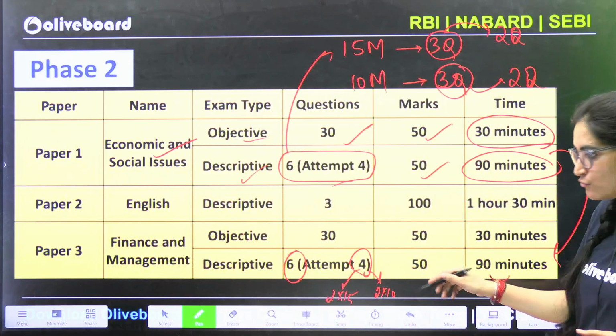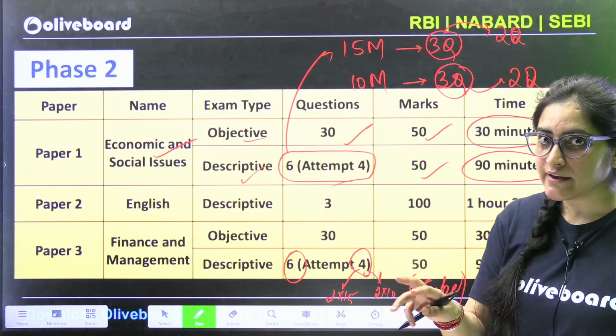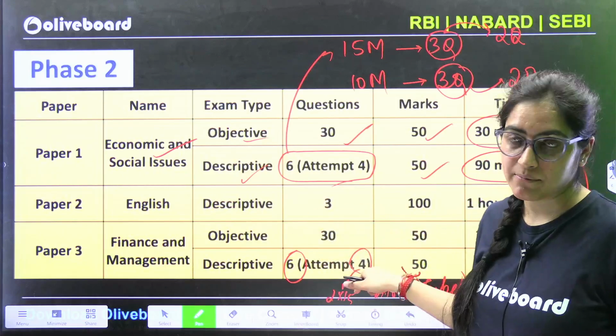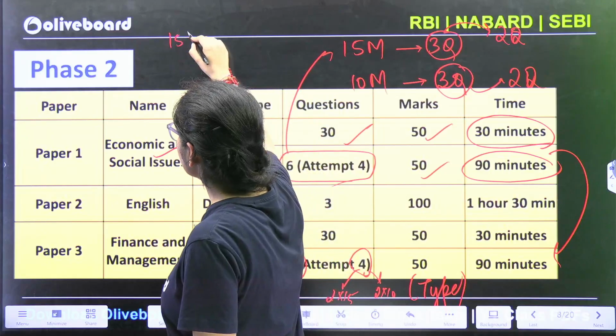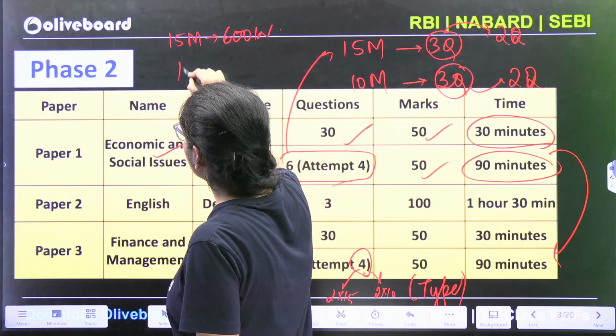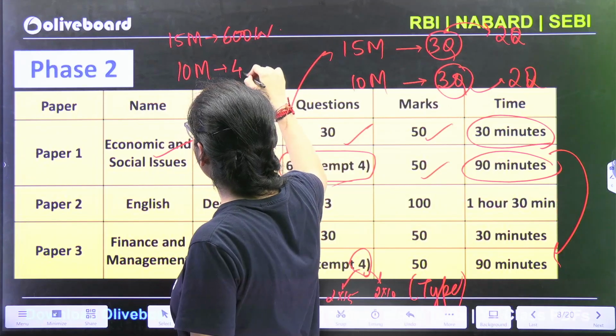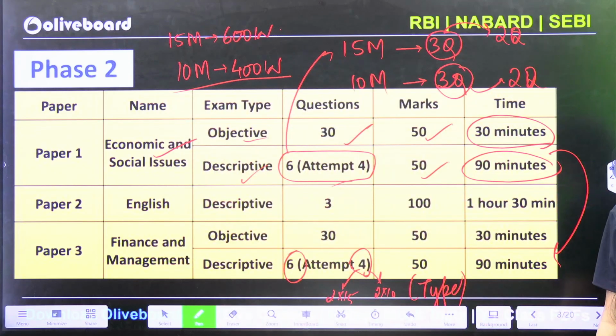But you have to type it. One thing, be clear with this, you cannot write, you have to type. How much do you have to type? For a 15 marker question, 600 words you need to type, and for a 10 marker question, 400 words is the word limit. It's a huge word limit.